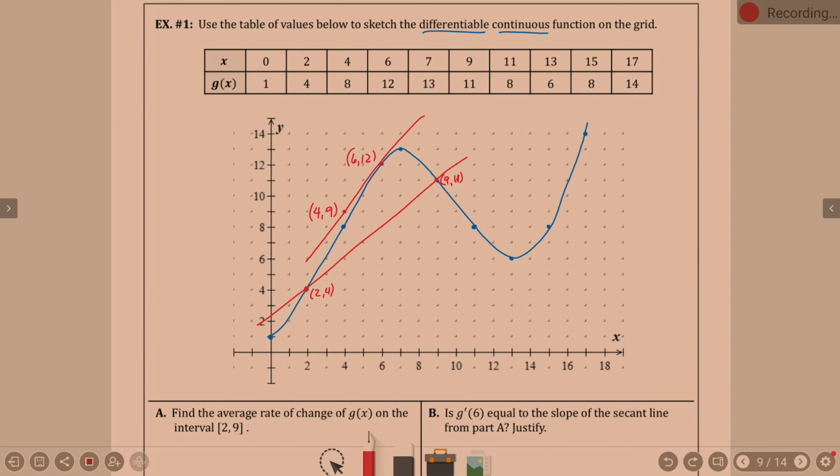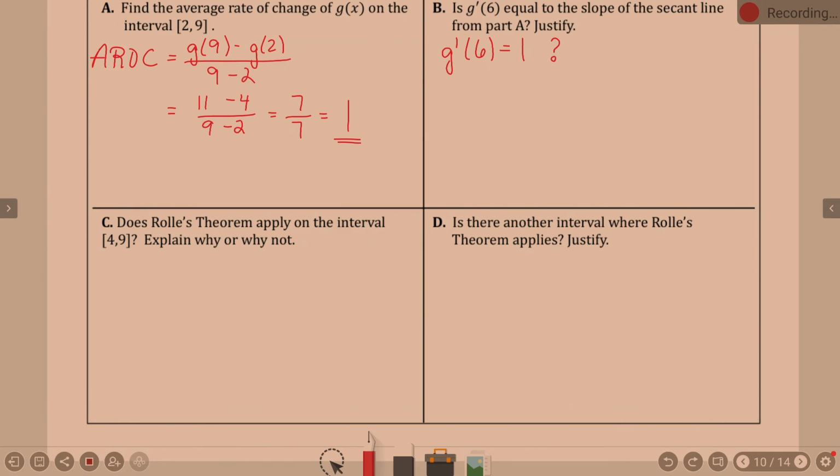Now, in all honesty, before I even do the math, can you answer this question without doing any of the math? Yes. Because the question was, is g prime of 6 equal to the slope of the secant line? Do these lines have the same slope? No. To me, without even doing the math, that was obvious. Now, here's the deal. It says justify. So do I need something a little bit more official than the slopes of the lines don't look the same? Technically, we need a little bit more here.